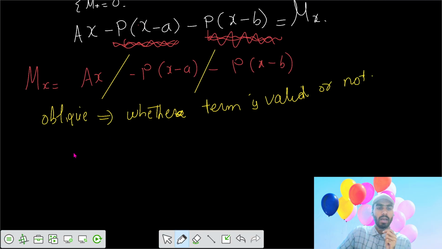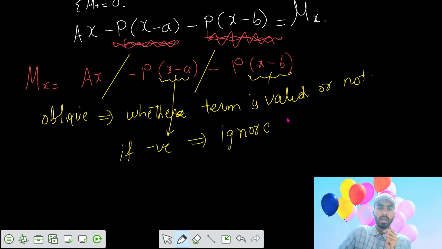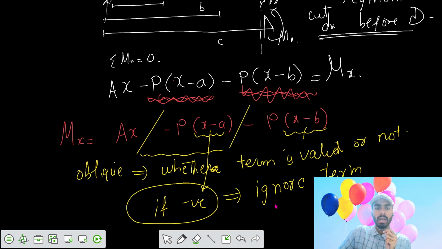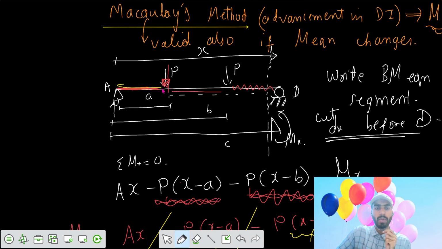The condition is that if the value of the term inside, x minus a or x minus b, comes out negative, we have to ignore this entire term. Negative means, let's say we were calculating for this span, that x was only in this part. x was less than a, so the value of x minus a is negative.